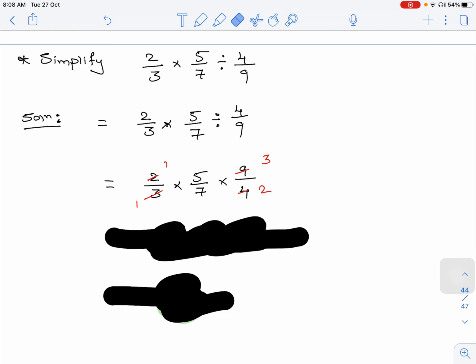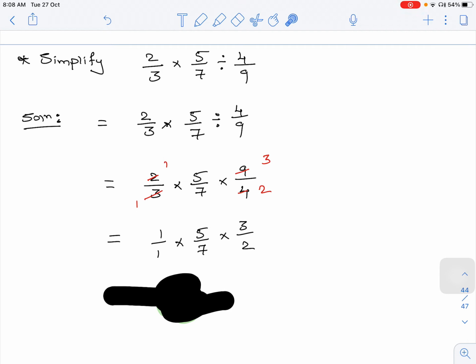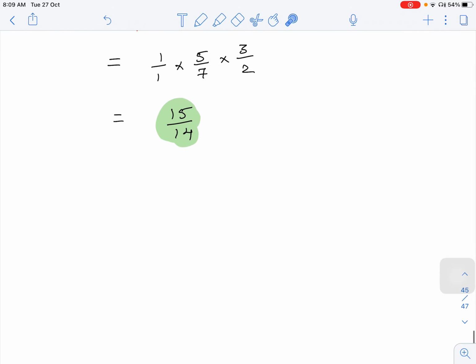Now in the next step we have to write the remaining numbers. Here we were having 1 upon 1, so we have written 1 upon 1. 5 upon 7 as it is. Now which is the next number? It will be 3 upon 2, so we have written that over here. Now in the next step we will multiply numerator with numerator, denominator with denominator, because no more cancellation is possible. So what will you get now? 3 5s are 15 into 1, 15. 2 7s are 14 into 1, 14. So what is our final answer? That is 15 upon 14.